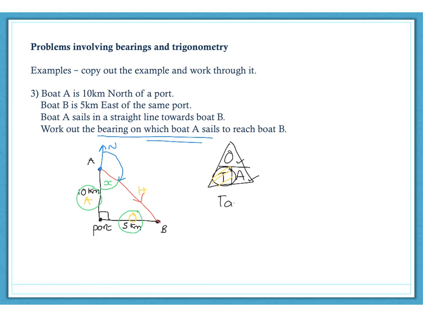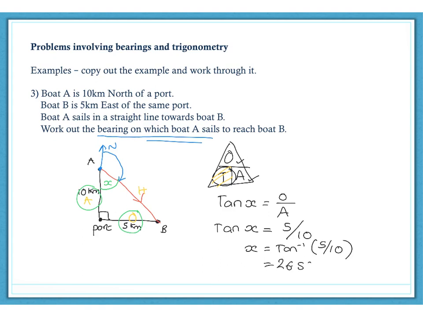So we know that tan of the angle must equal the opposite divided by the adjacent. So tan x must equal 5 divided by 10. So x equals tan to the minus 1 of 5 divided by 10, which comes to a value of 26.565 degrees, or 26.6 degrees to 1 decimal place.